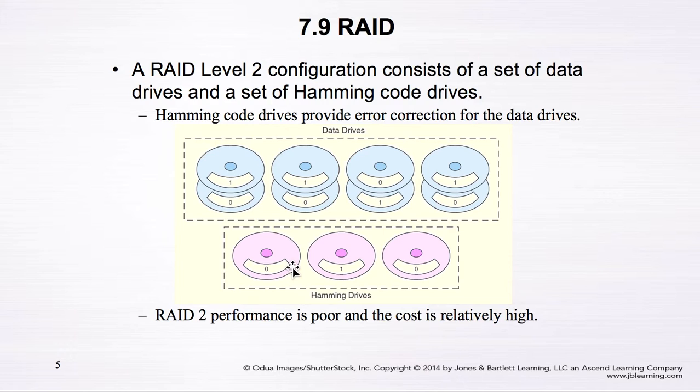RAID level 2 performance is very poor, and the cost is relatively high. The reason is that Hamming code generation is very time consuming. Every time information is written onto the data drives, we also need to construct the Hamming code for the Hamming drives as well. This is very time consuming, and that's why the performance is very slow. RAID level 2 is too slow for most commercial implementations.